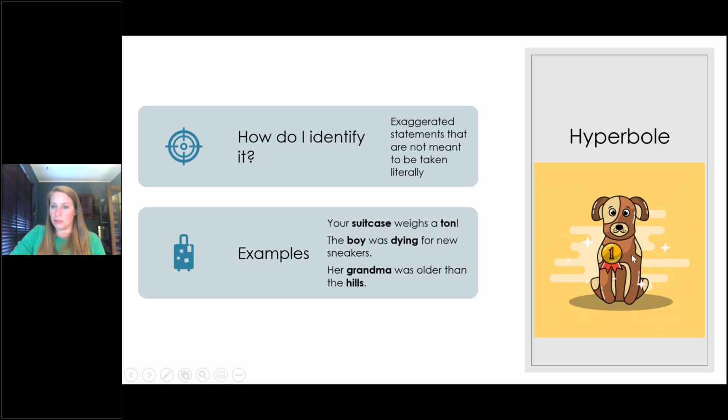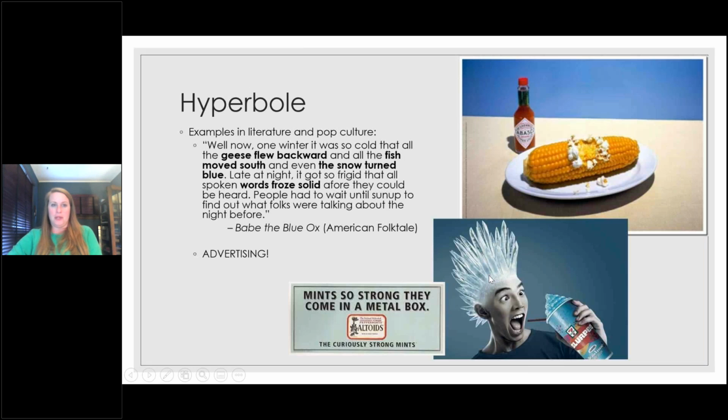And I have this picture over here of this dog with this number one award, meaning that things that are the best, the most, the highest, the biggest, those types of examples can usually lead us to finding hyperbole. So where would be some examples of seeing these in real life? I'll start with the second point just because the images are here and they're interesting. Advertising is a really common place where we see hyperbole because they want to sell their product, right? So they want us to think that it's the best, the fastest, the most whatever that it is.